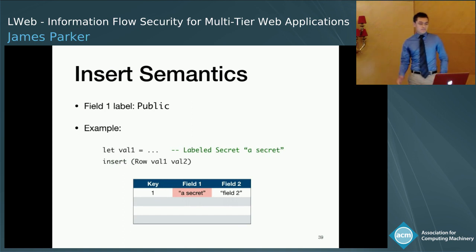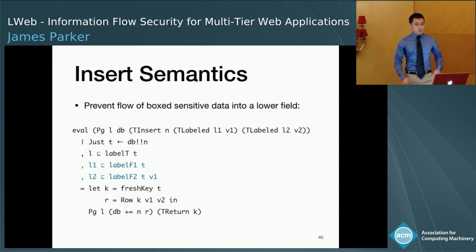So here's another example. In this case, let's assume that the label for field 1 is public. And we have some secret value val1. So we're inserting secret value val1 into the public field field 1. Again, this creates a leak of information from a secret level to a public level because the field is public and anyone at public level can read this. So we want to prevent this kind of information flow again. So we insert an additional check that the box label must flow into the field's label.